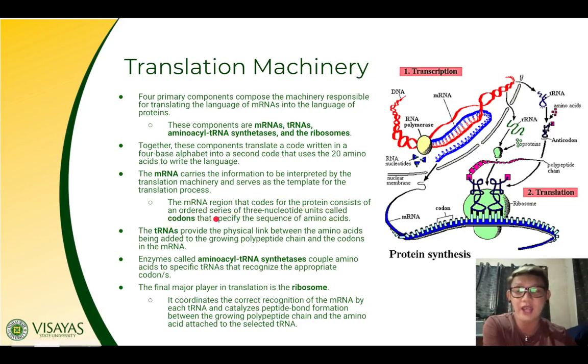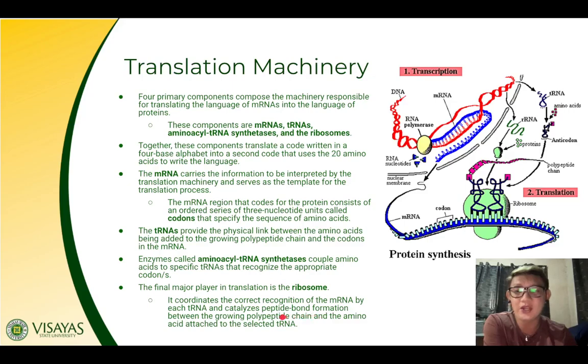As we discussed before, AUG, CCG, these are called codons, and they specify the sequence of amino acids. The tRNAs provide a physical link between the amino acids being added to the growing polypeptide chains and the codons in the mRNA. The enzymes called aminoacyl-tRNA synthetases couple amino acids to specific tRNAs that recognize the appropriate codons. Finally, the major player in translation is the ribosome.